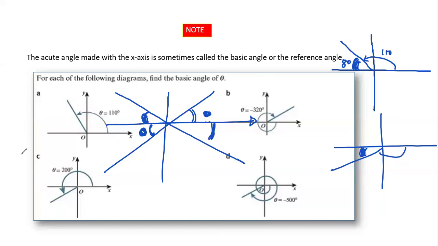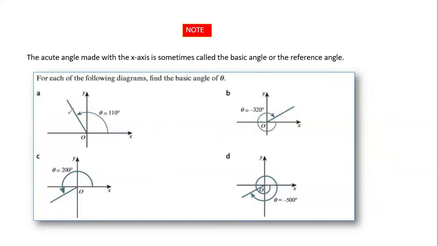So whenever you are talking about a reference angle, you are talking about which angle is very close. 110 is close, but it's not the closest to the x-axis. So always you must look out for that angle. A case in point, this angle here is the angle closest to the x-axis rather than the 110. So I want you, for each of these diagrams, to find the basic angle. What is that angle that is very close to the x-axis? Find theta for each of those diagrams and put your answers in the chat.